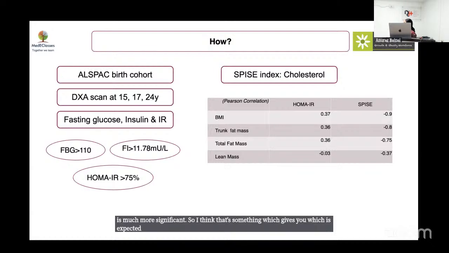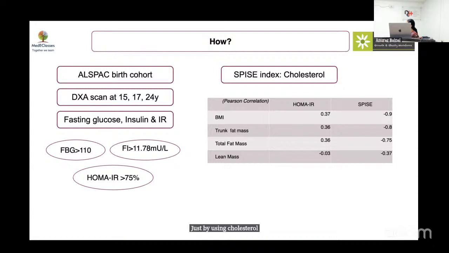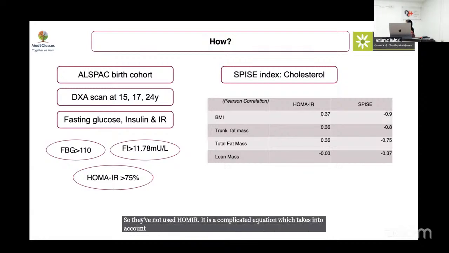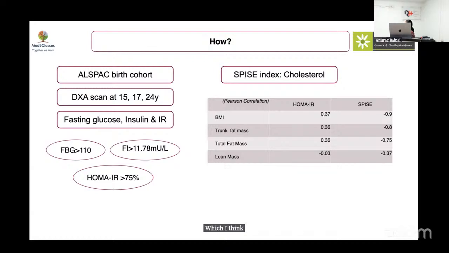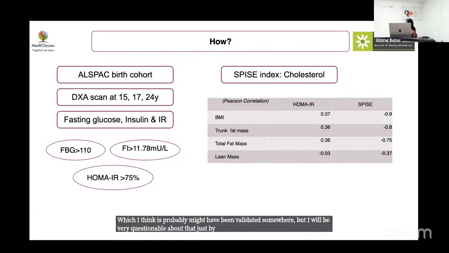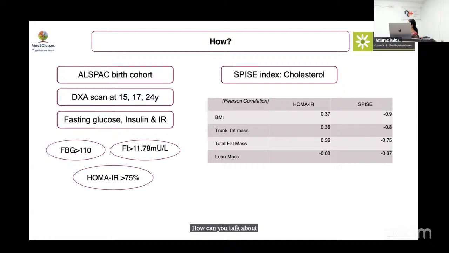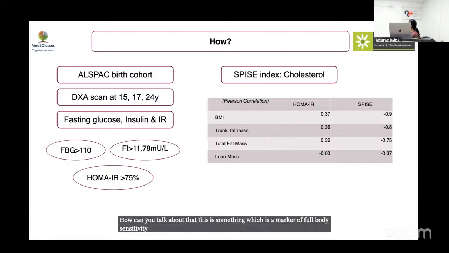That as your BMI is going up, your SPICE should go up. But what's not expected is the lean mass one. How does the lean mass have a negative correlation? So just by using cholesterol, they are adding cholesterol into the IR, HOMA-IR. So they've not used HOMA-IR. It is a complicated equation which takes into account the triglyceride, LDL levels, and BMI. Which I think probably might have been validated somewhere, but I will be very questionable about that. But just by looking at lipids, how can you talk about that this is something which is a marker of whole body sensitivity? So that will be with a pinch of salt.